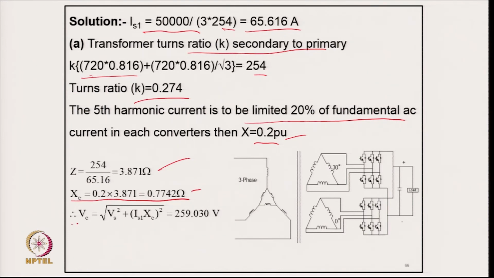Then we can find out the interfacing reactance for 20% of it. So, it comes 0.77, and we can find out fundamental converter voltage from your supply voltage plus the reactance drop corresponding to fundamental current. So, it comes 259.030 volt, and this is the typical circuit. On this side we connect them in series, this side we connect in parallel.